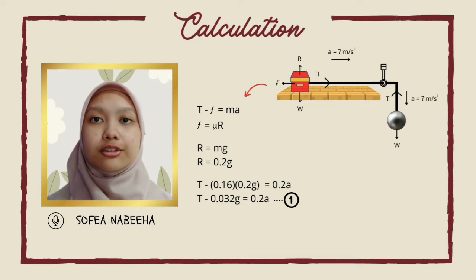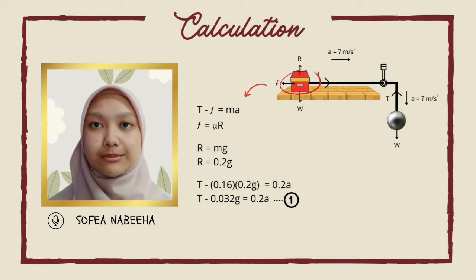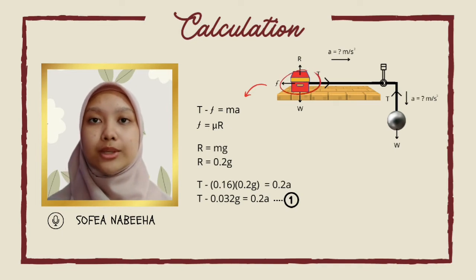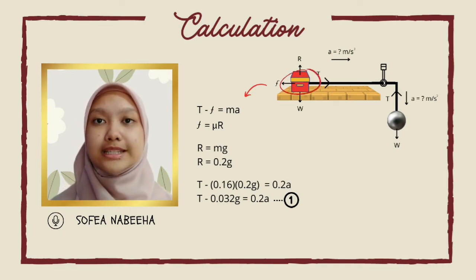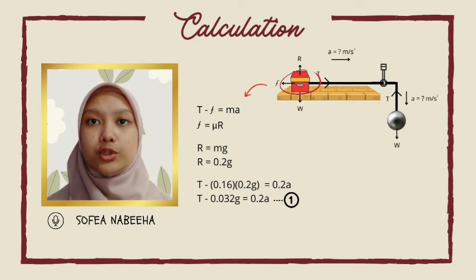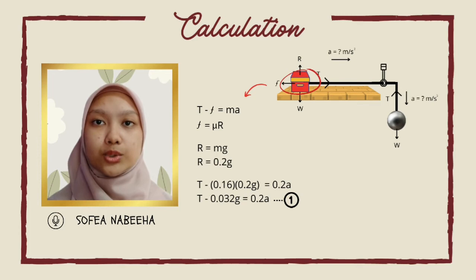Now, we will find the R from the formula R equals mg. We will obtain R equals 0.2 multiplied by g. Note that the mass must be in kilogram unit, which means the mass of the box is 200 divided by 1000, we will obtain 0.2 kg. Therefore, we substitute all the values we have obtained into the equation. And in the end, we have T minus 0.032g equals 0.2a.